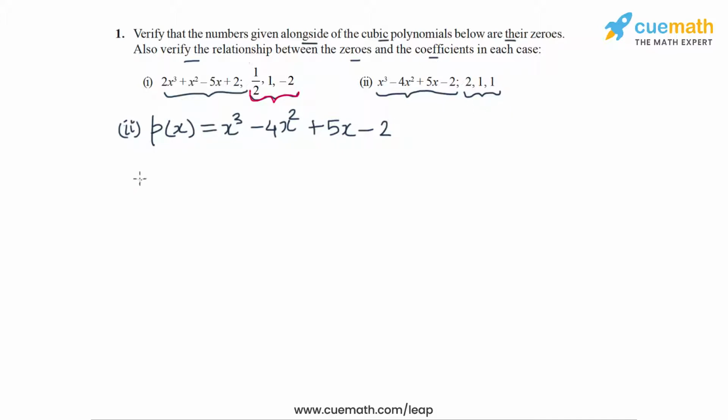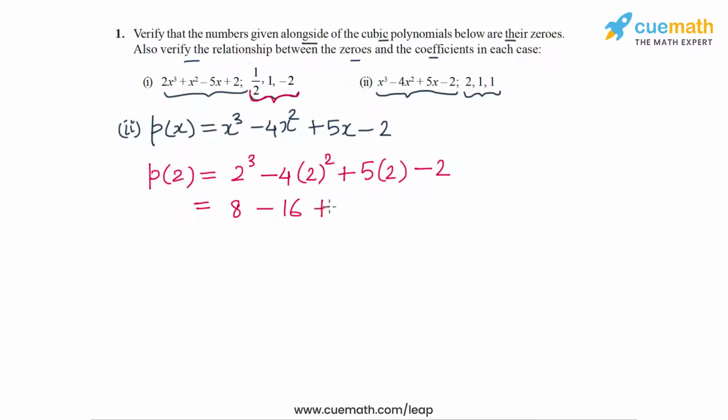So let's do that. So let's first find p of 2. So p of 2 is 2 cube minus 4 times 2 square plus 5 times 2 minus 2. So this is equal to 2 cube is 8. Then 4 times 2 square is 4 times 4, so that's 16, so minus 16. And then we have 5 times 2 is 10, and then we have minus 2. So 8 minus 16 is minus 8 plus 10 is 2, and 2 minus 2 is 0. So p of 2 is 0, which means that 2 is a zero of p(x).